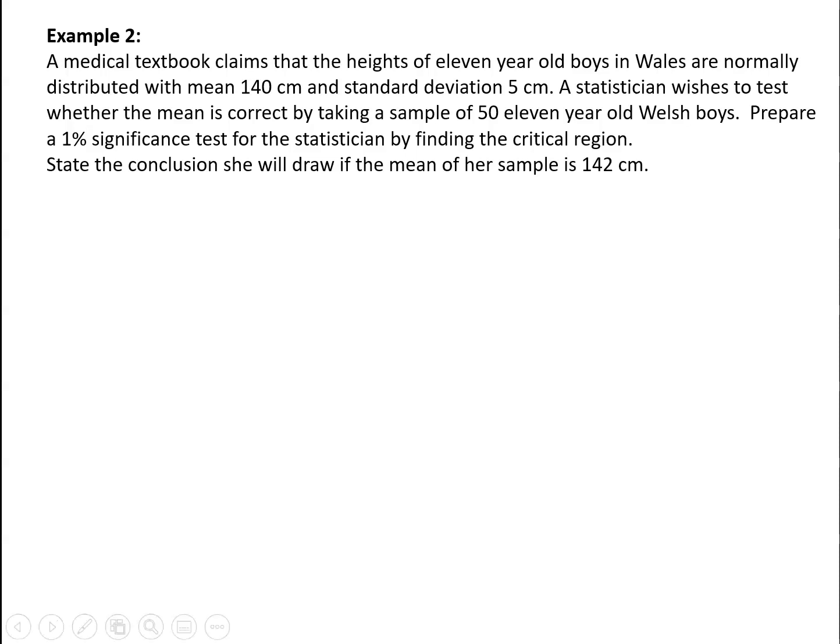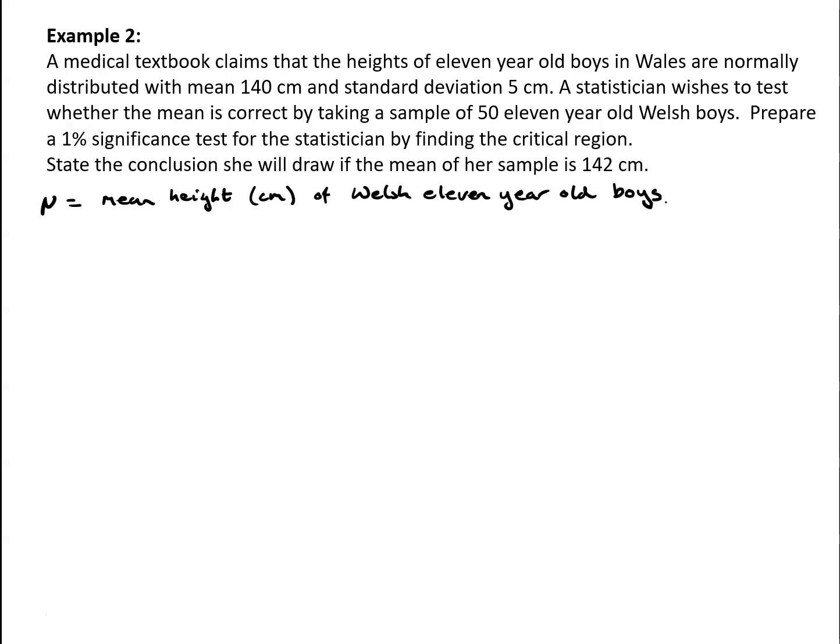We need to set up our significance test, so the first thing we must do is define any variables. So let mu be the actual mean height of Welsh 11-year-old boys in centimetres. Our null hypothesis then is going to be that mu is 140. In other words, the textbook is correct.